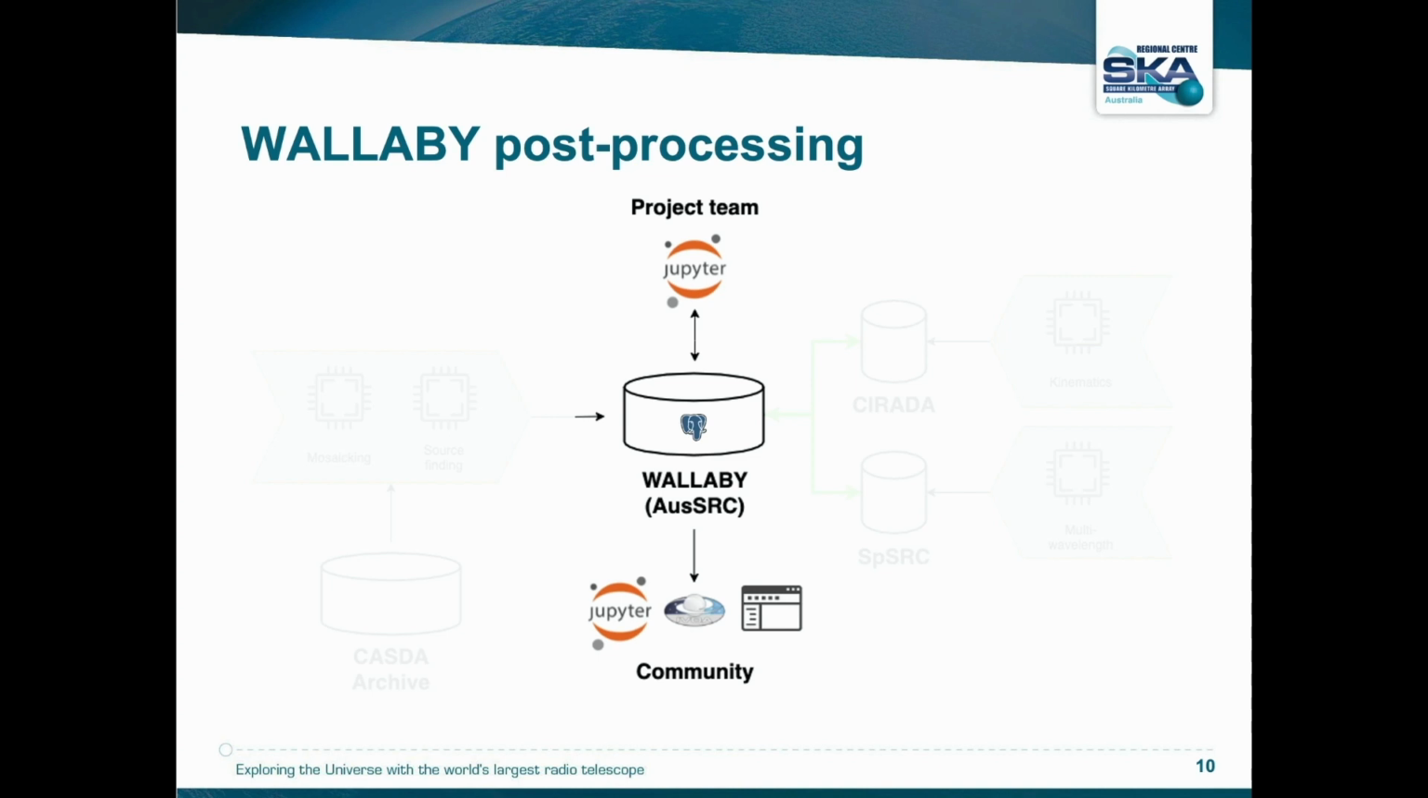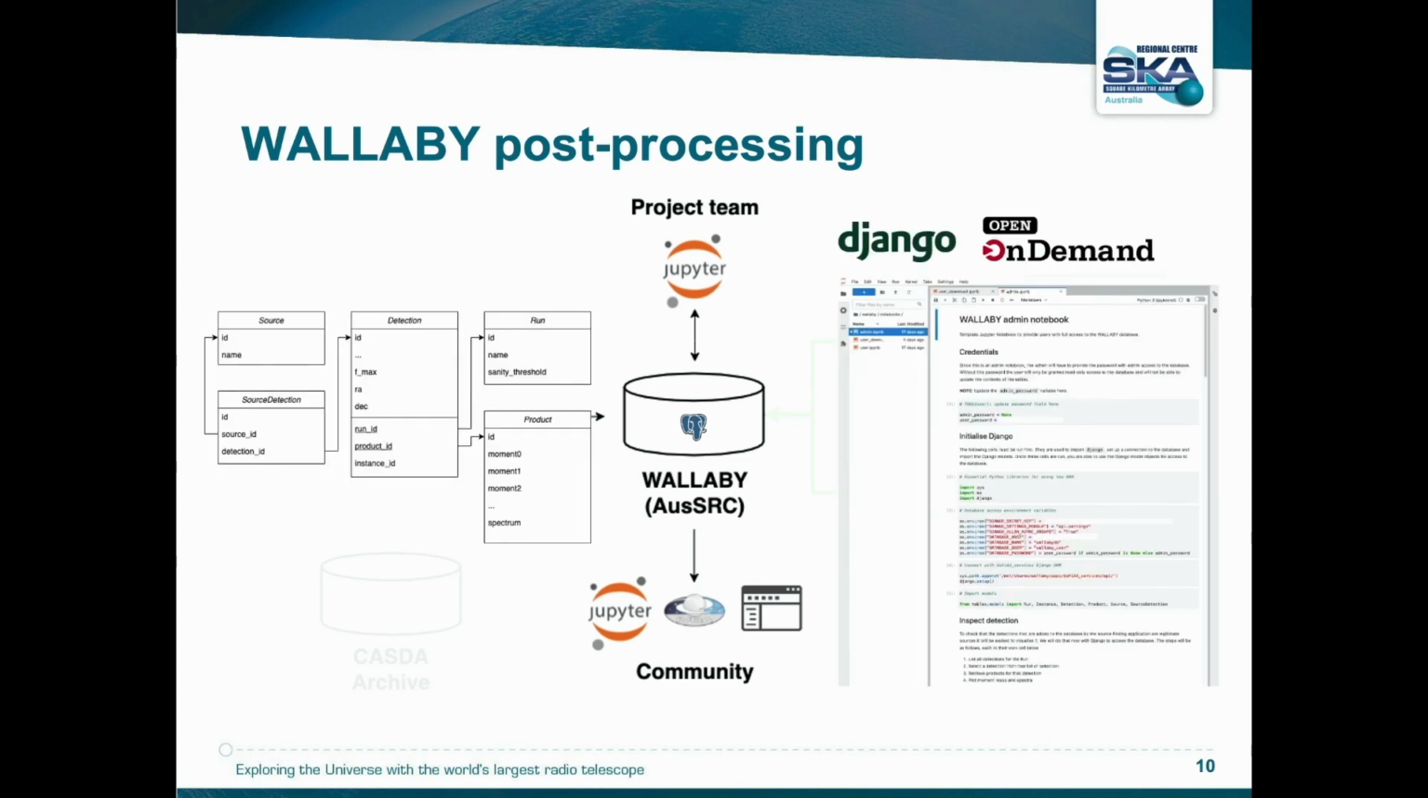Now we've got the database and access to that, which is quite important in this workflow. So we have a Postgres database that stores all of the detection information and the source information, and then both the community and the project team will have access to that. As I mentioned previously, the project team will have to manually inspect the output of the source finder to verify that the source is real, and you can see the schema on the left.